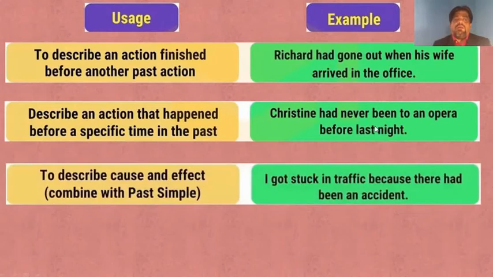And then to describe a cause and effect, using the word because, therefore, so, something like that. I got stuck in traffic because there had been an accident. So, stuck in the traffic and then been an accident, two actions. And one thing happened because of the other. And that is why we say cause and effect relation.